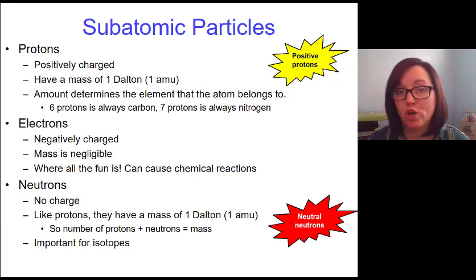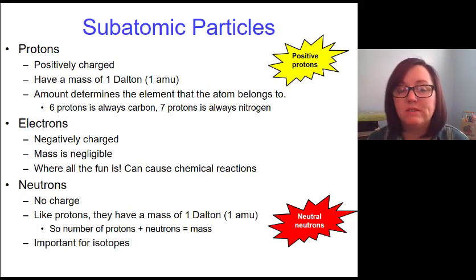Protons are positively charged, and they do carry a mass. They have a mass of 1 Dalton, which is sort of like a really small gram or pound, if you will. 1 Dalton is also equal to 1 atomic mass unit, in case you've heard that term before.